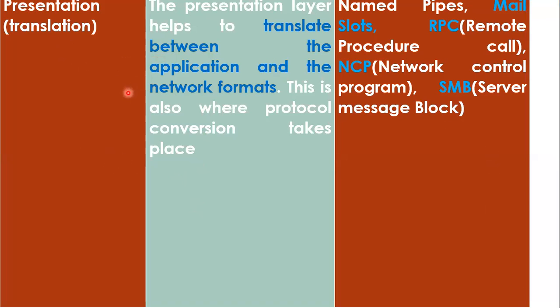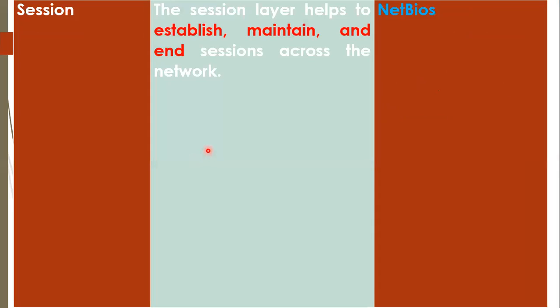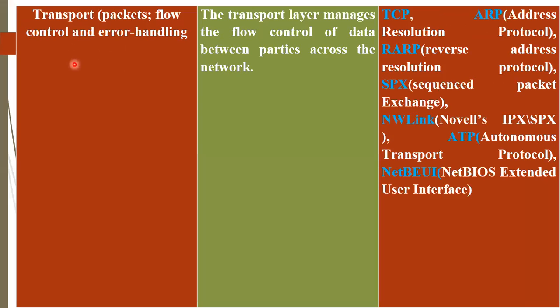Next one is the presentation layer. The major job of the presentation layer is to translate between the application and the network formats. Here, RPC, SMB, and NCP are exploited. Coming to the session layer, establishing, maintaining, and ending a session is the major job of the session layer. NetBIOS protocol is exploited in the session layer.